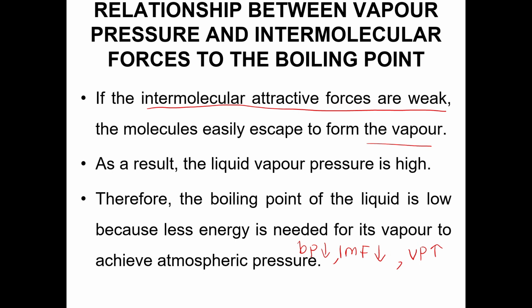Sebab intermolecular force-nya weak. Okay, compare dengan kalau strong intermolecular force, contoh dalam air, dia boil at 100 degree Celsius. So stronger intermolecular force. Jadi dia punya boiling point dia tinggi. Pada 100 degree Celsius baru dia bertukar jadi vapor. So vapor pressure-nya low.